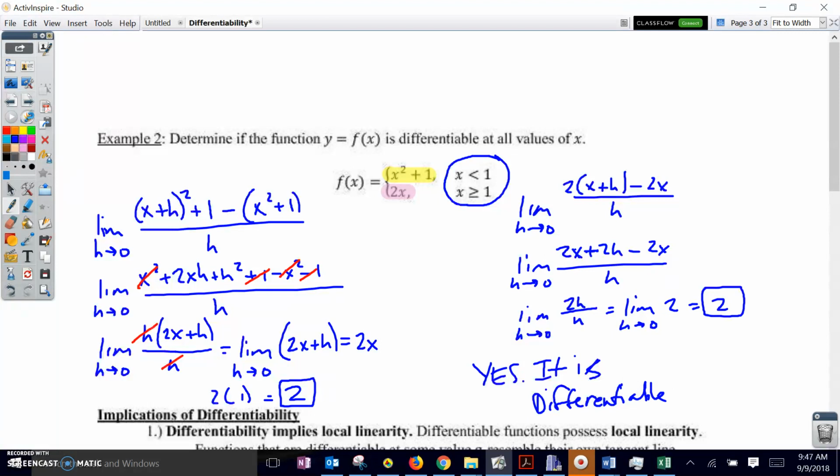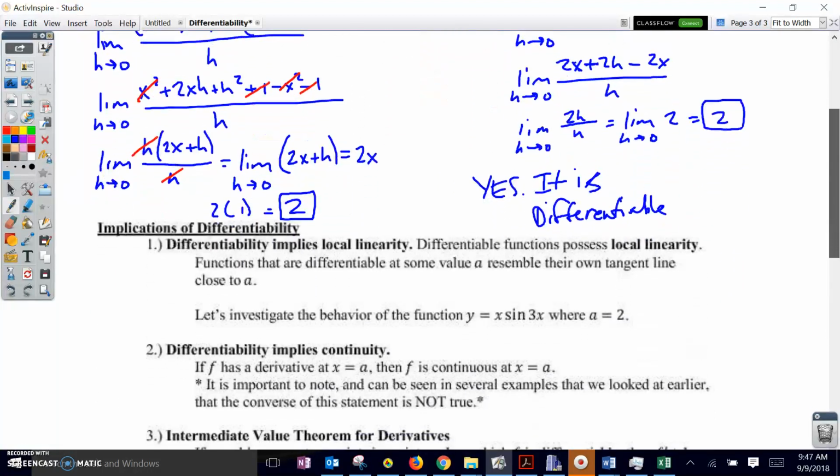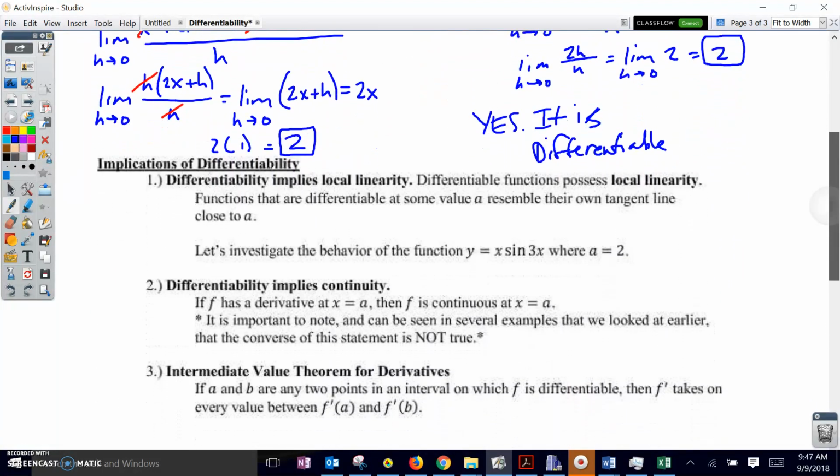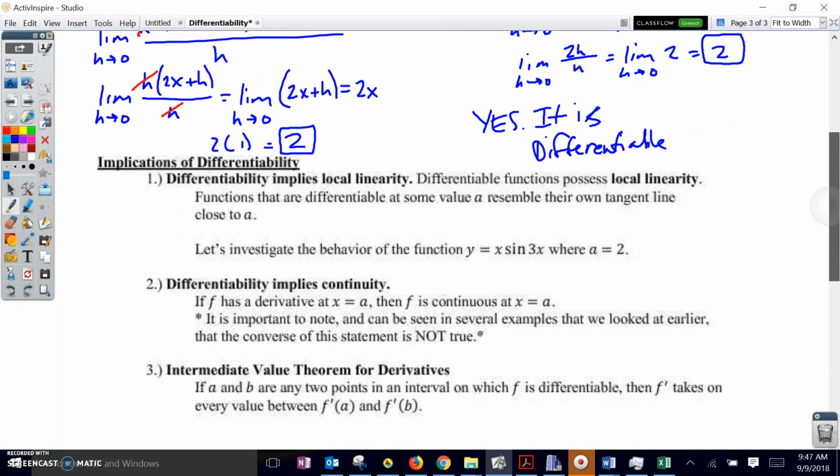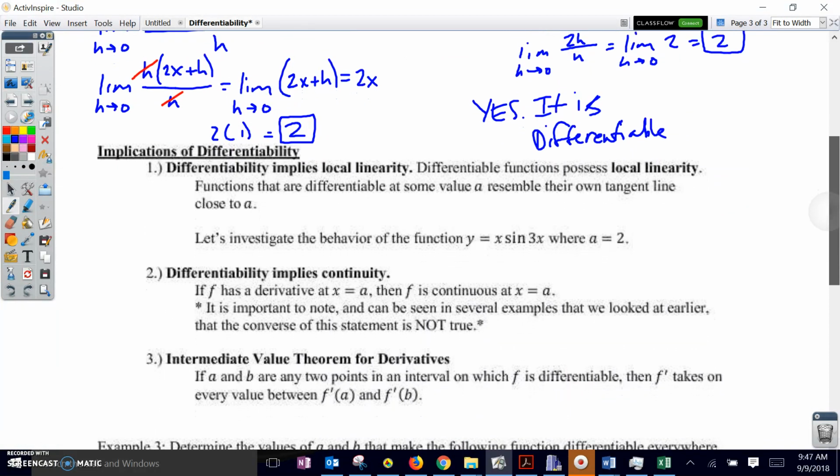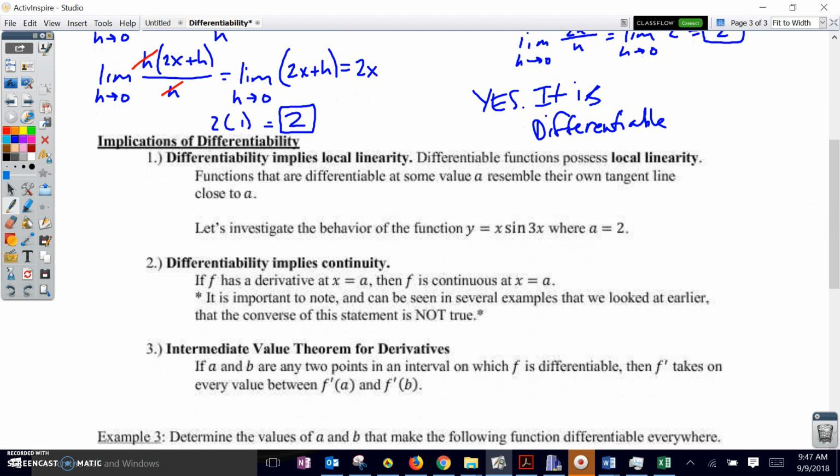Okay. Some of the implications of differentiability are listed here. Differentiability implies local linearity. Differentiability implies continuity and the intermediate value theorem. We're going to come back and do one more video to talk about these implications of differentiability and then look at example 3. So check back in for that video, and we'll see you next time.